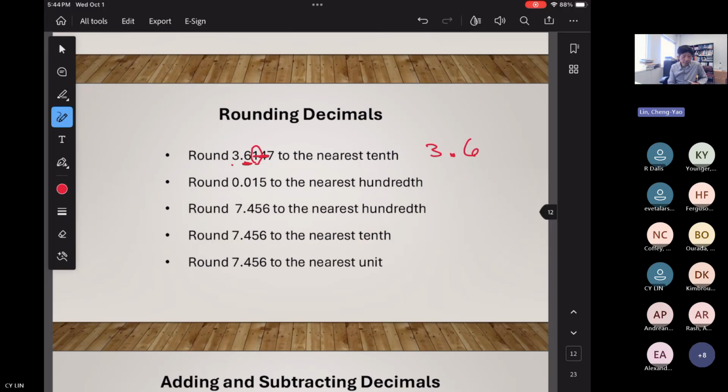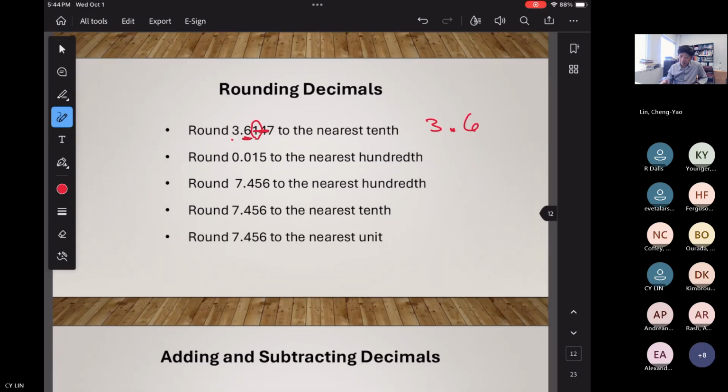Does that make sense to you? Yes. Next one. To the nearest hundredth. So we have the nearest hundredth, so I'll mark this one.